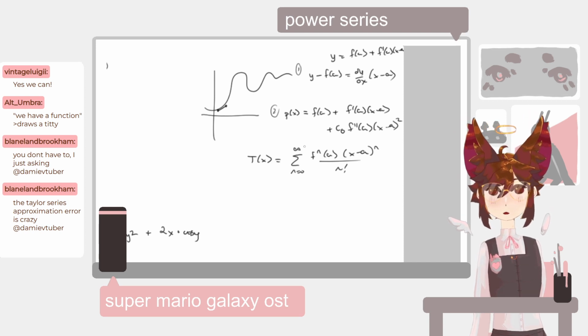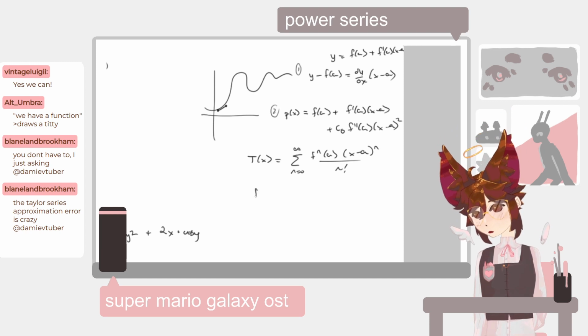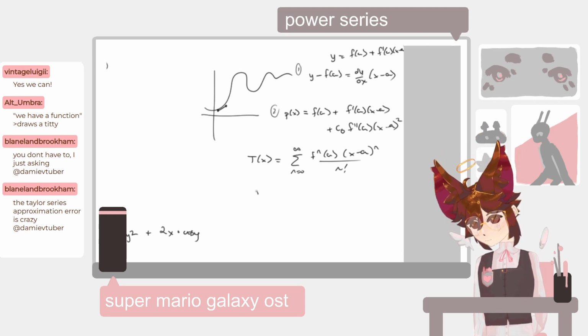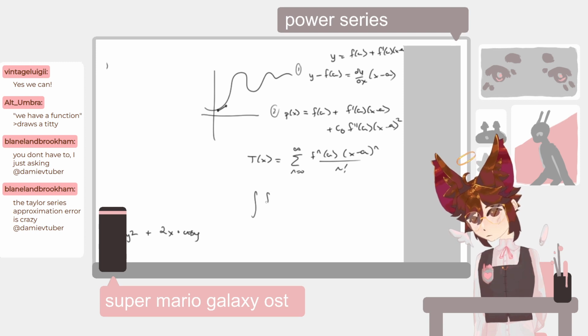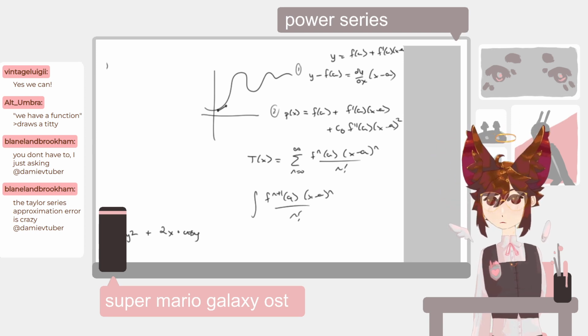The Taylor approximation error is crazy. That is so funny, because what my teacher did is he said, okay, we're not going to do it the way the book does it, with an integral, where we say f to the n plus 1 of a, x minus a to the n over n factorial, and that's your integral error.